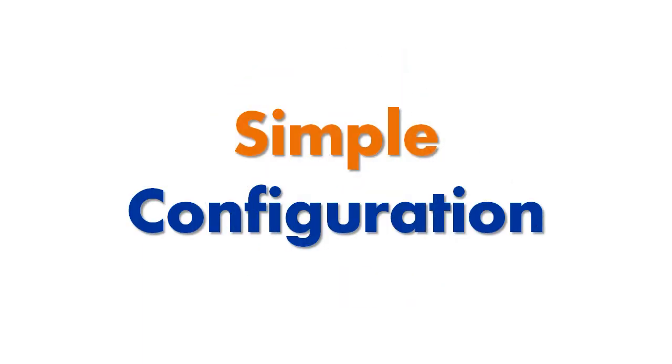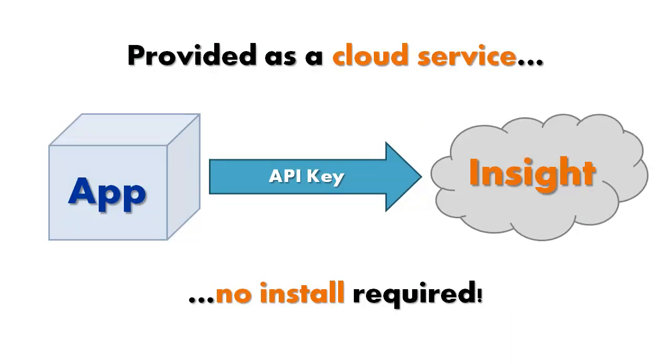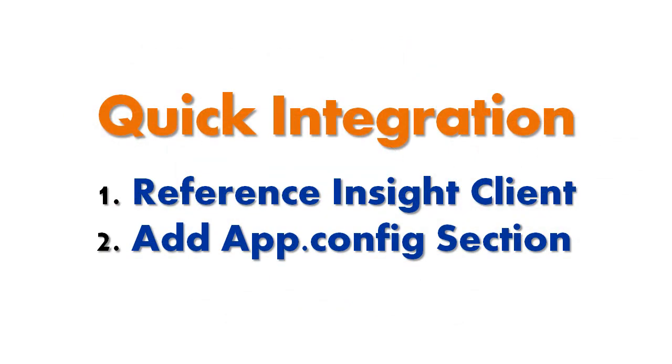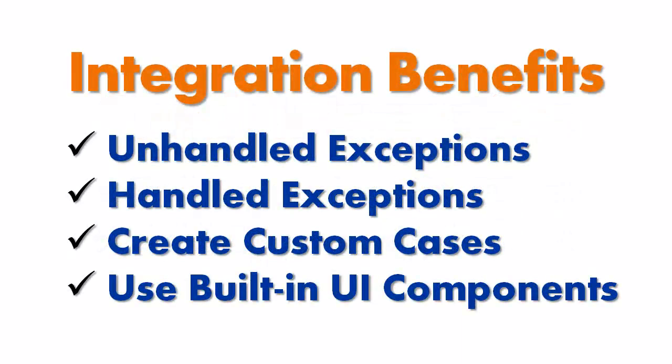Simple configuration. The best part about CodeSmith Insight is how easy it is to use. CodeSmith Insight provides you with a lot of information without a lot of configuration. CodeSmith Insight is provided as a cloud service, and the client is uniquely keyed to your application. Thus, the servers are accessible from anywhere, and it requires no install for you or your users. To make your application start reporting to Insight, you need only do two things. 1. Add a project reference to the Insight client. And 2. Add a single section to the application configuration. After you've completed these two short steps, your application will automatically start reporting all unhandled exceptions to Insight.